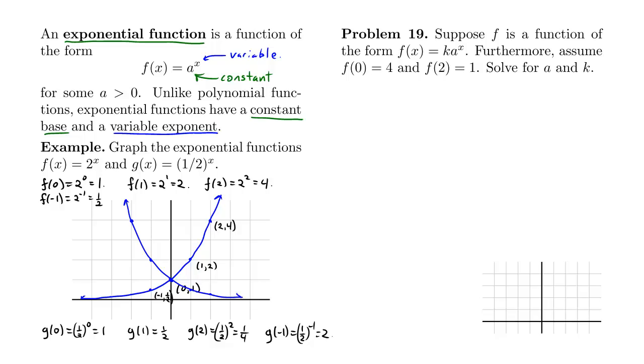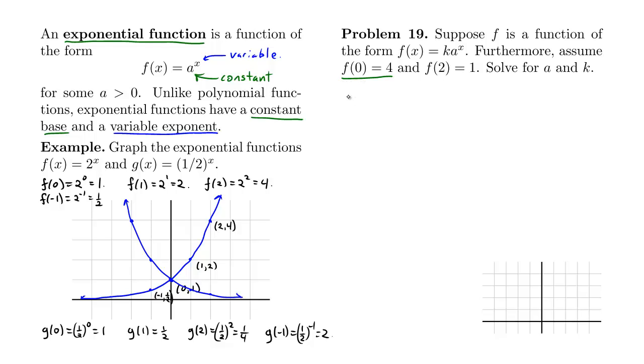In problem 19, we are told that f of x is a function of the form k times a to the x for some values of k and a. That is, f is a vertical stretch of an exponential function of base a. We are also told that f of 0 is 4 and f of 2 is 1. This is enough information to determine what a and k are.